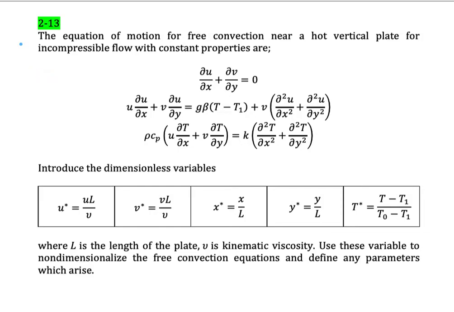This is tutorial number 13. The equations of motion for free convection near a hot vertical plate, for incompressible flow with constant properties, are listed below. So we have 3 equations here. I think equation number 1 is quite familiar. It is the continuity equation.